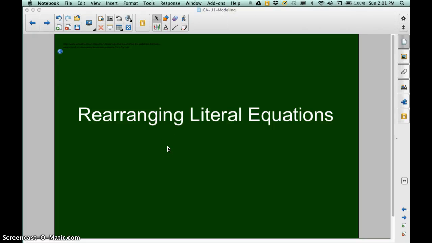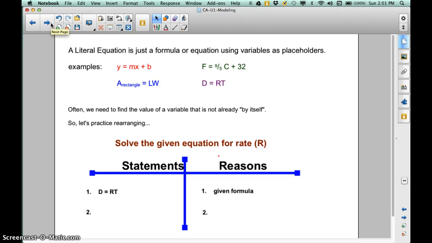This video is on rearranging literal equations. A literal equation is just a formula or equation using variables as placeholders. They include formulas such as the examples shown here, which are probably already familiar to you. We have slope-intercept form, y equals mx plus b. We have the area of a rectangle is equal to length times width. The formula to convert Celsius to Fahrenheit, and the distance formula, where distance is equal to rate times time.